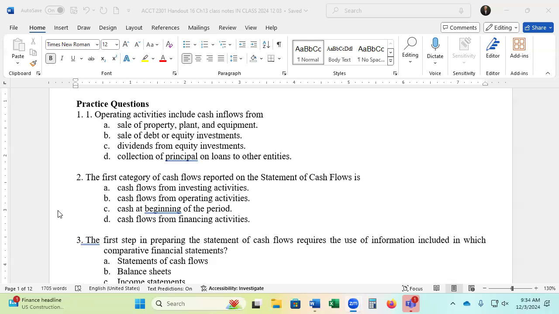Sorry. Excuse me, it is not D. It's B, sale of debt or equity investments. Collection on principal of loans should be financing. Apologize. The first category of cash flows reported on the statement of cash flows is operating activities. So that would be letter B.